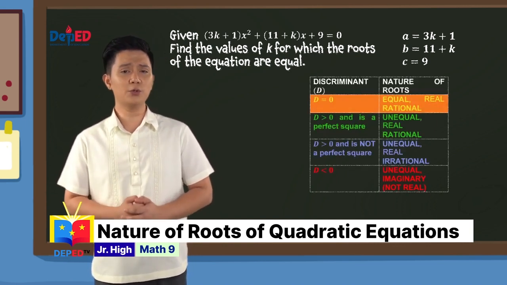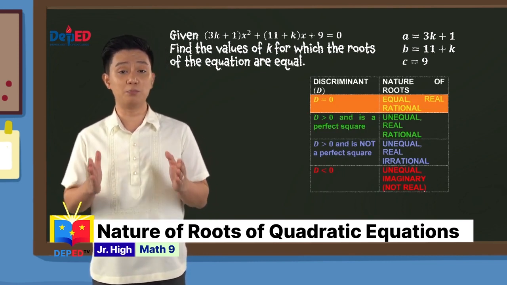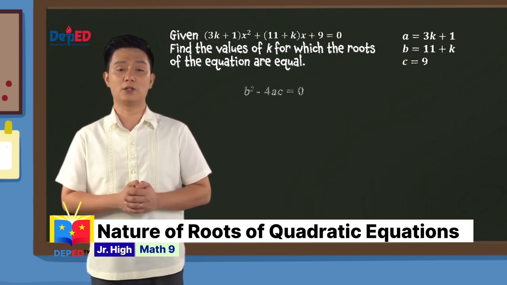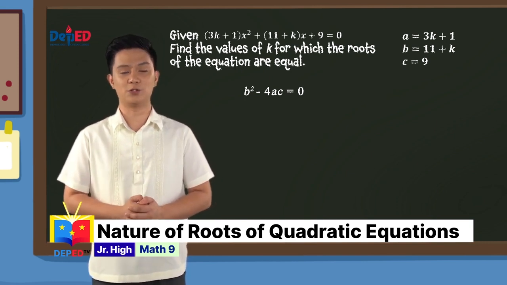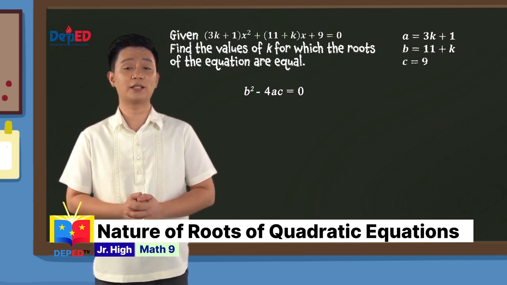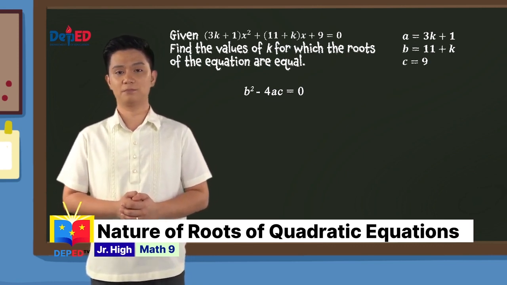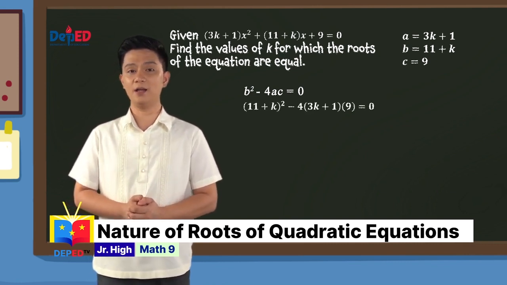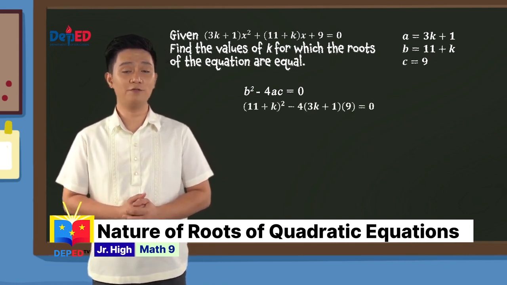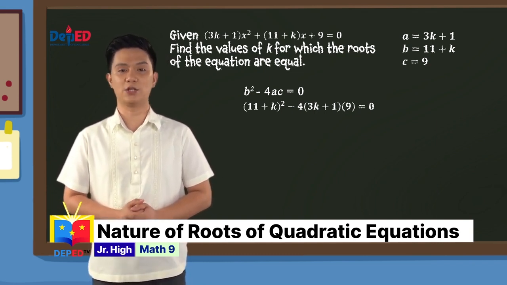Recall that if the roots are equal, which means that the roots are also real, the discriminant must be 0. So, it also means that b squared minus 4ac is equal to 0. By substitution, what equation can be written for the discriminant of the equation that must be set equal to 0? It is the square of the quantity 11 plus k minus the product of 4, the binomial 3k plus 1, and 9 equals 0.